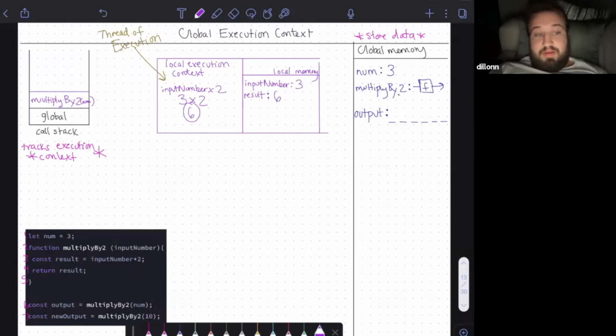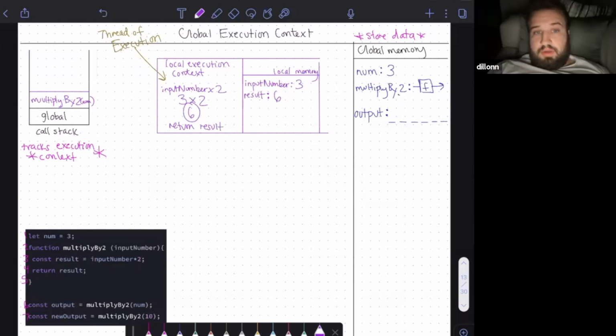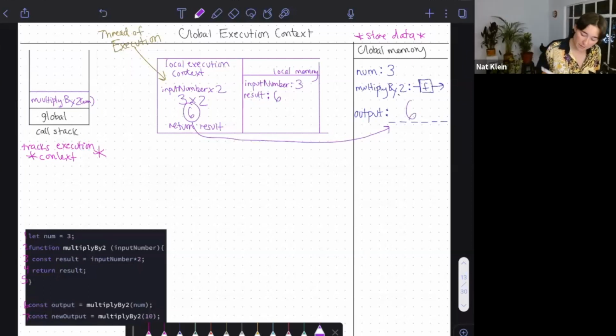Okay. Going to line 4, we're going to return result in our local execution context. The result being 6. Yep, we have this return result. We know the result is really 6. And so where do we return this 6 out to? So we're going to return results into, well, it's already been in our local memory, so we're going to put it into output in our global memory. Yep, there it is. Output. Now we have output assigned to the value of 6 in our global memory.